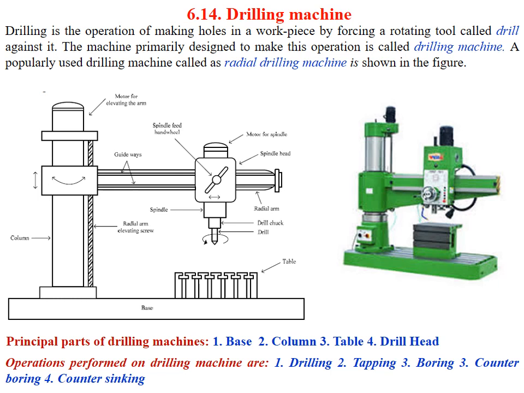Drilling. It is the operation of producing a circular hole using a drill. Tapping. Tapping is the operation of cutting a thread on a drilled hole. Tool used is called tap. Boring is the operation of enlarging an already existing hole. The job is held on the chuck and is rotated.